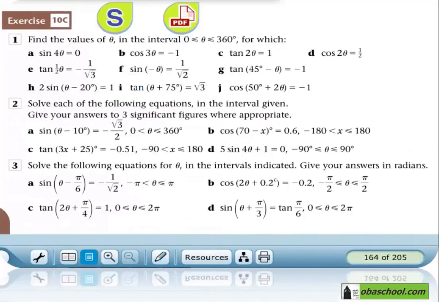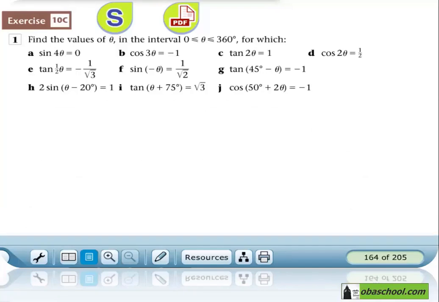You can solve exercise 1 in the same way. It is a mix between this tutorial and the previous one. In A and B, you will rely on the graph because sine and cosine are equal to 0 and minus 1 respectively. However, in other parts of exercise 1, you will use the quadrant plane.